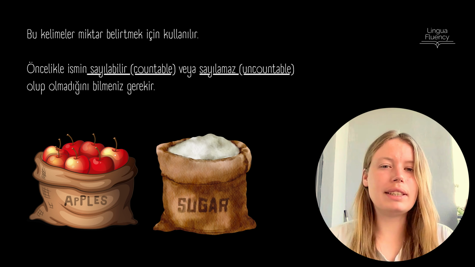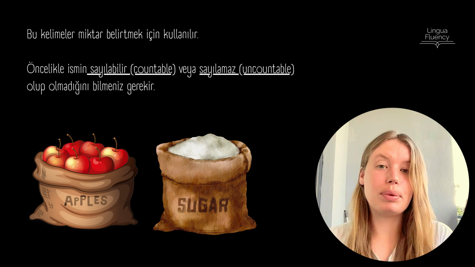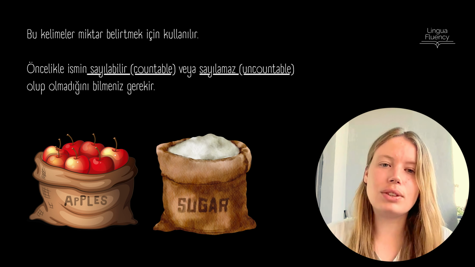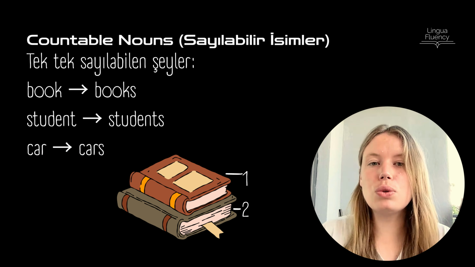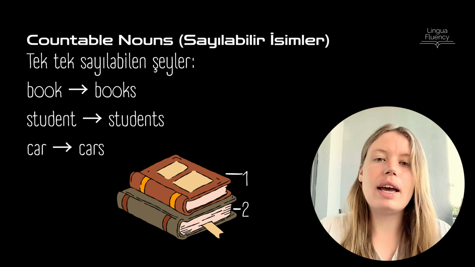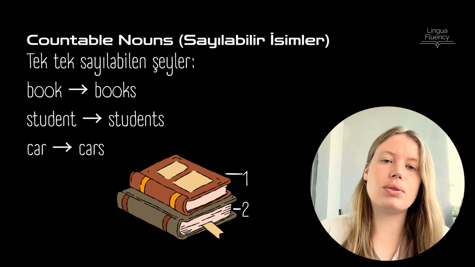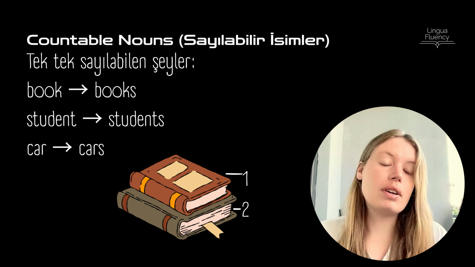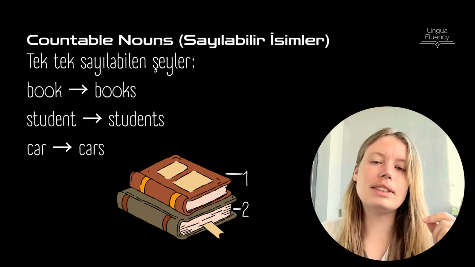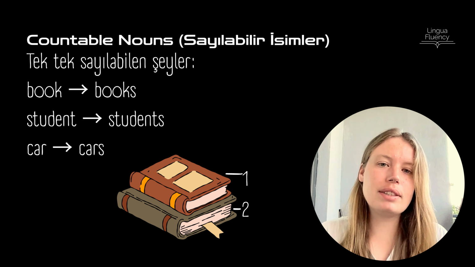All the nouns in English can be countable, for example, apples, or uncountable, for example, sugar. Countable nouns are those that we can count and add s at the end of the word. For example, book, books, student, students, car, cars. We can say one book and we can say 10 books.